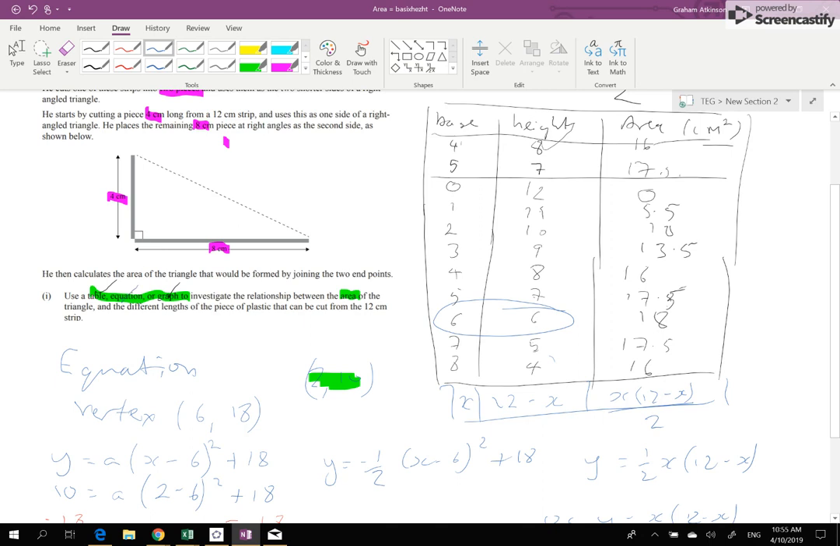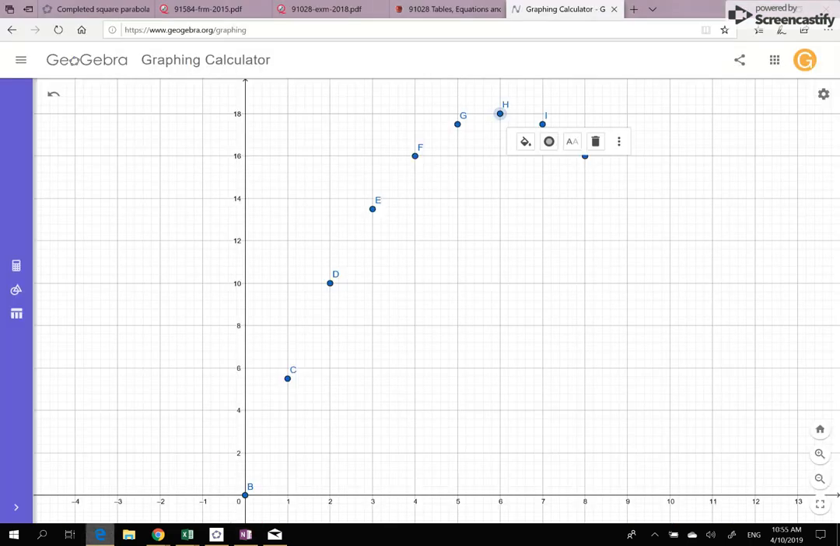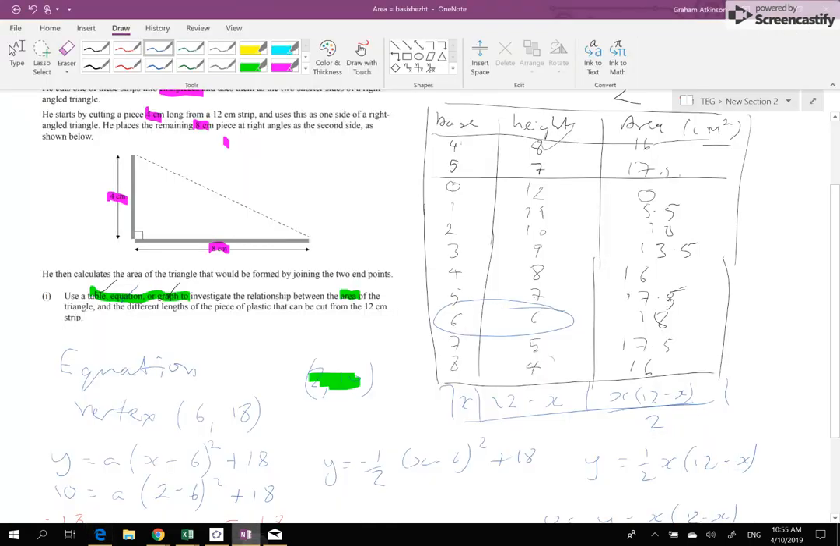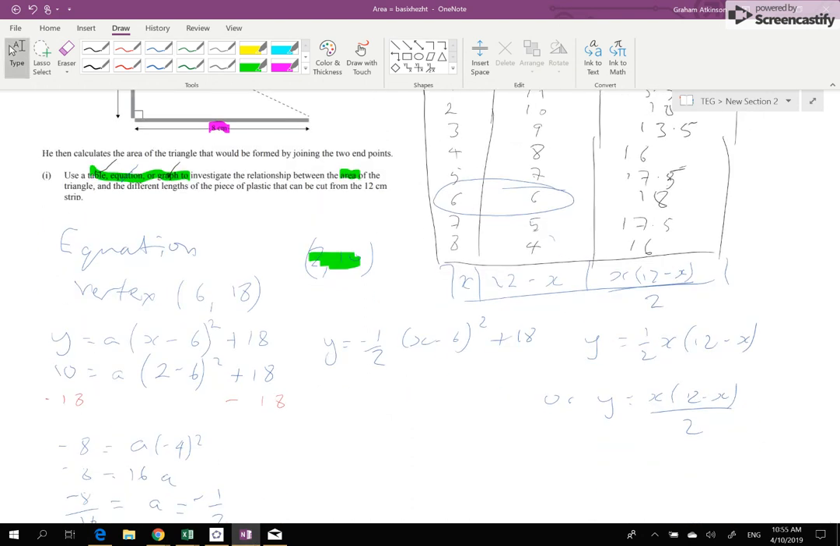If they don't tell you to use a table, equation, or graph, use a table, equation, or graph. There's a reason why the standard is called tables, equations, and graphs. So if it doesn't tell you to use one of them, use it anyway, because it makes sense in the standard. It shows that you understand the relationship between these different things. So I've got a table, I've got a graph, and I've got the equation.